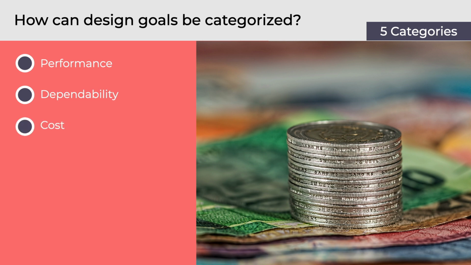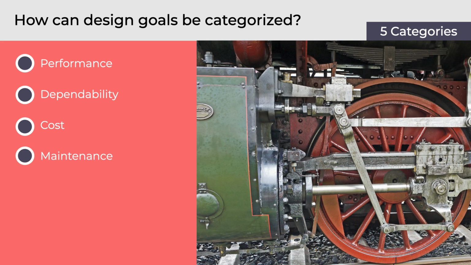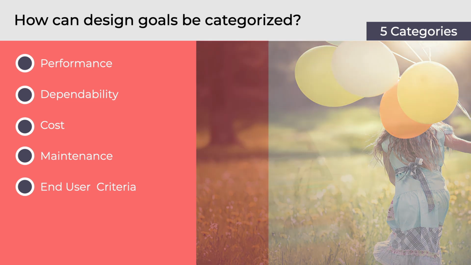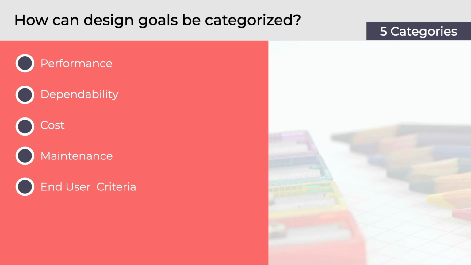Cost. This category of design goals helps us understand the various costs that are associated with a system and how we can keep the cost in check. Maintenance. The maintenance category includes a set of design goals that deals with the ease with which we can maintain our system. End user criteria. This set of design goals helps us understand certain key constraints that will help us increase the overall user experience, which will eventually lead to more adoption of our products and services. I hope you got a high-level overview of the classification of design goals. Now let's see what design goals fall in each of those categories.